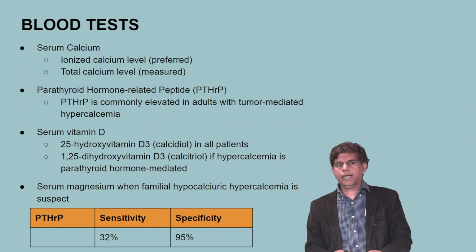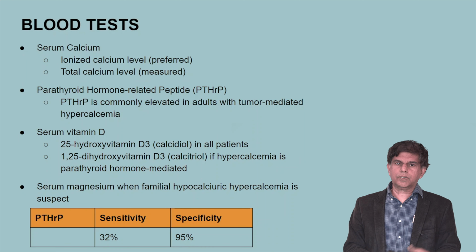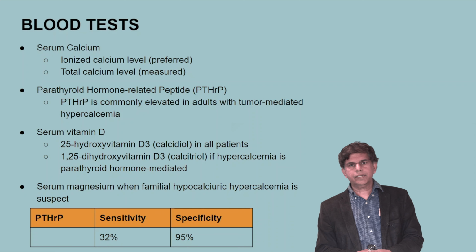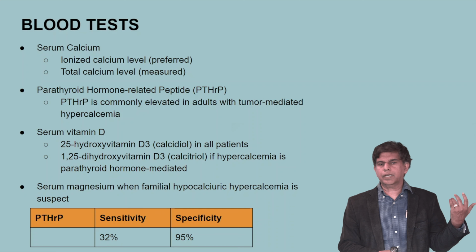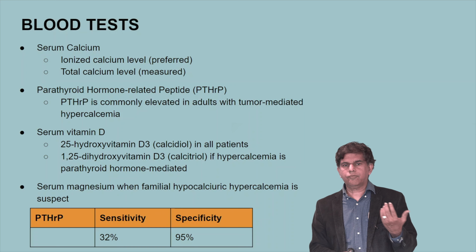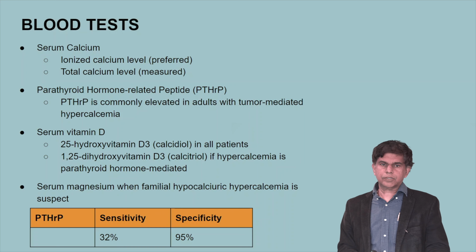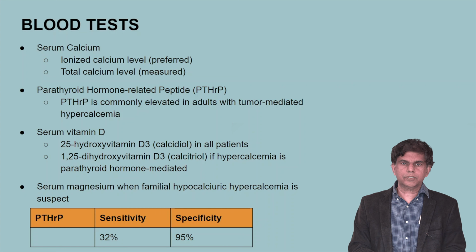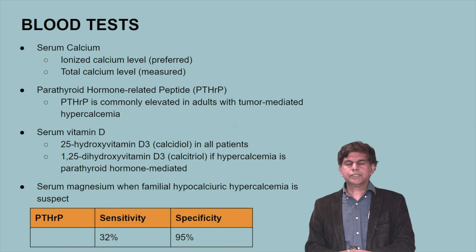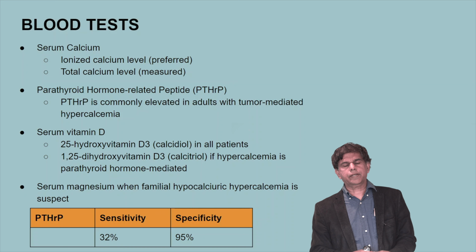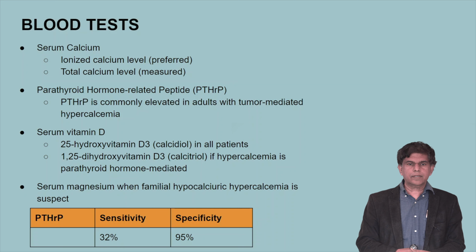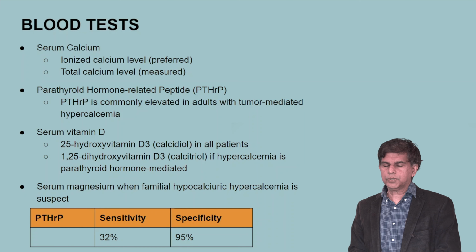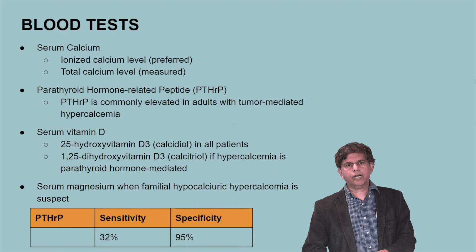Blood tests: you get serum calcium; ionized calcium level is preferred, or calcium is measured. PTH-related peptide is commonly elevated in tumors, so you have to make sure it's not malignancy. Serum vitamin D level, 25-hydroxyvitamin D3, calcidiol, in all patients, and 1,25-dihydroxyvitamin D, calcitriol. If hypercalcemia is parathyroid hormone related, remember that, okay? And then look at the sensitivity and specificity. PTH-related peptide sensitivity is 32%, specificity about 95%.